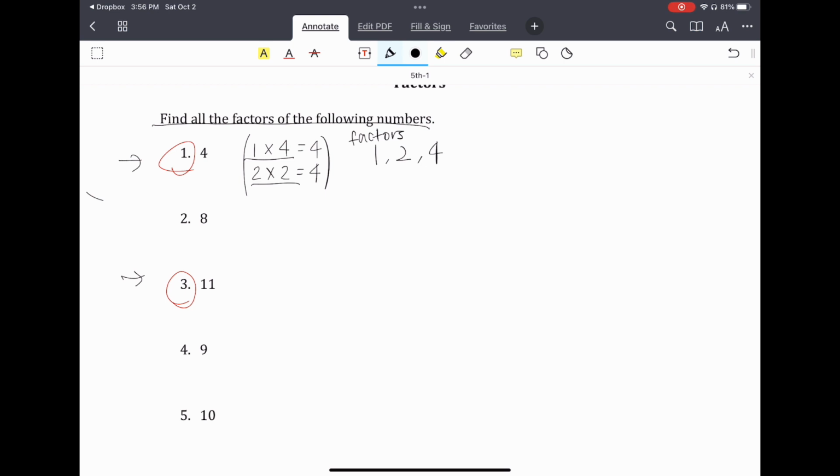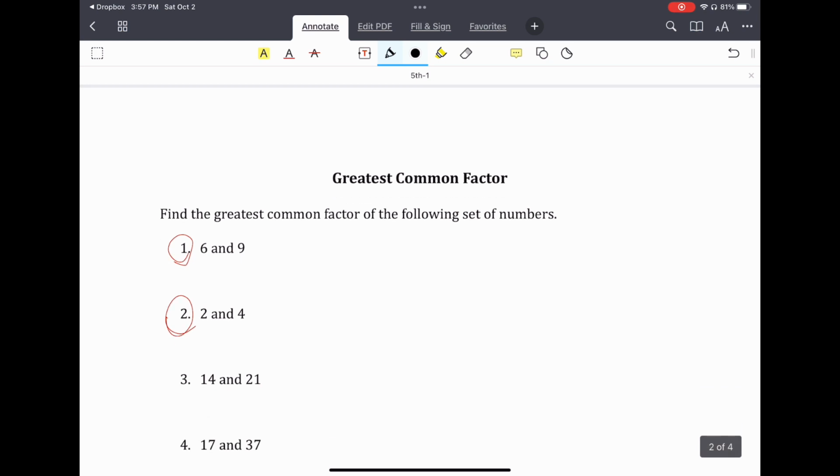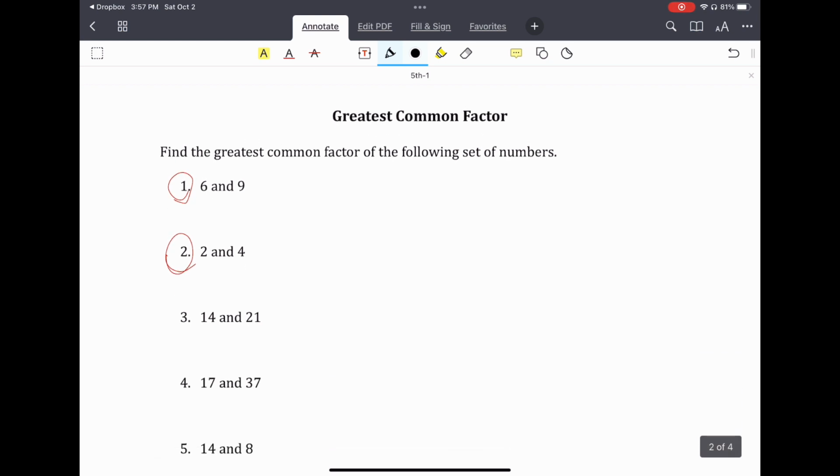Now number 3, 11, the only thing that makes sense when you multiply two numbers together is 1 times 11. So your factors for 11 is just 1 and 11. As you notice, 11 is a prime number. So any prime number you encounter, the only factors for that prime number is 1 and the prime number. So 1 and 11 is all your factors for 3, and number 1, 4, all the factors is 1, 2, and 4.